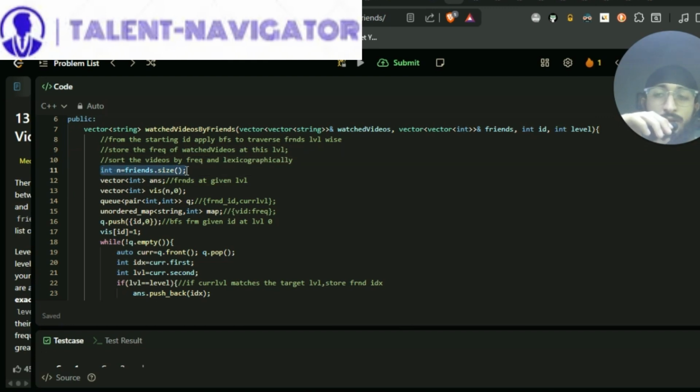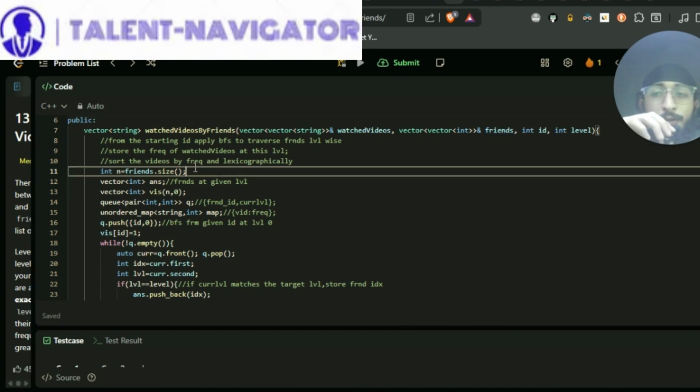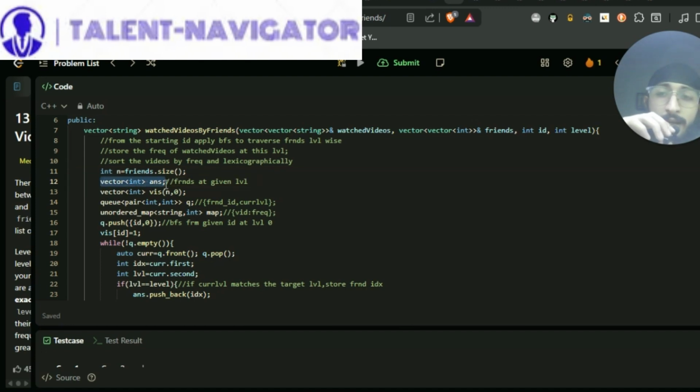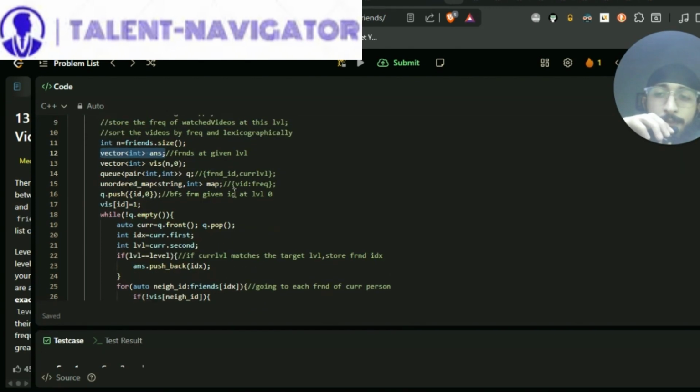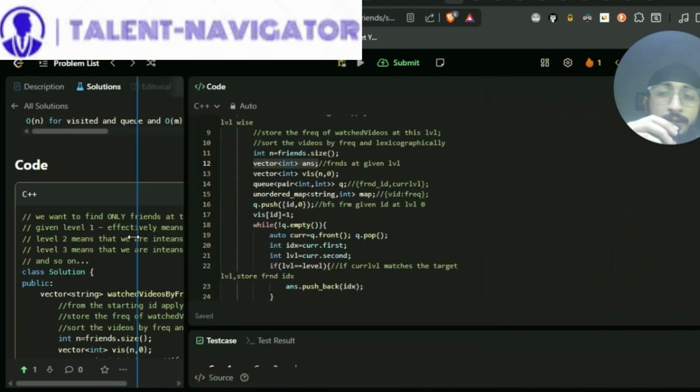So basically, n is equal to friends.size, which is the number of friends that have been mentioned. That is the size of the friends vector of vector. Then we store the friends at a given level by this vector of int answer. Let me copy this one. So this is a more comprehensive solution.